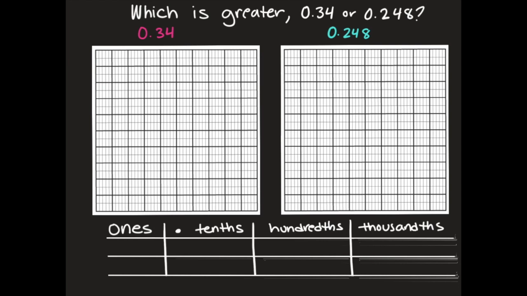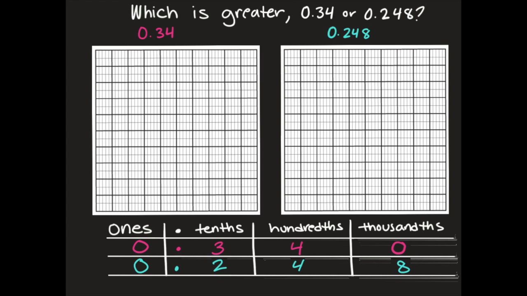So my first one, I have 0 in my ones. I have my decimal point, which is right here. And then I have 3 in my tenths column, 4 in my hundredths column. And then there's not a number in the thousandths, but when there is nothing there, that really means that I have 0. So I have 0 thousandths. Moving on to my next number, I have 0 in my ones. I have my decimal point. I have 2 in my tenths, 4 in my hundredths, and 8 in my thousandths. So I'm just going to fill out this chart first.